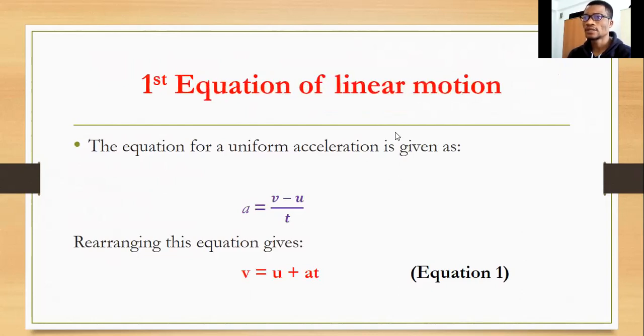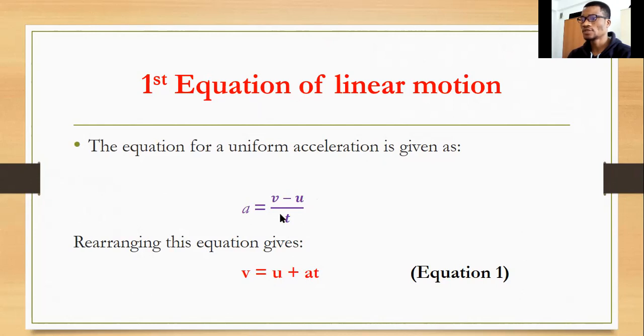Let's look at the first equation of linear motion, motion in a straight line. How do we derive this equation? The equation for a uniform acceleration is given as a equal to final velocity minus initial velocity divided by time, which means change in velocity divided by time. So rearranging this equation gives final velocity v equal to initial velocity u plus at.